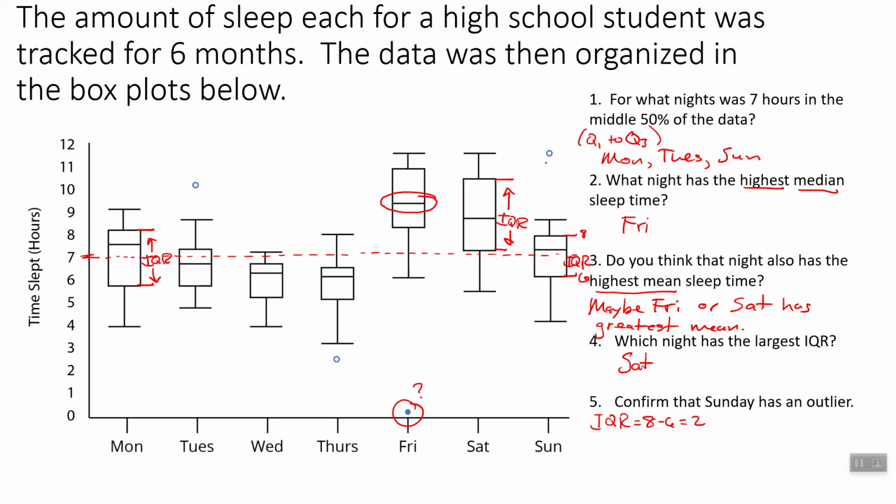But now the outlier is on the top. So the outlier is up here. So we want to see what's 1.5 times this IQR. So we want to do 8 plus 1.5 times 2. Well, 1.5 times 2 is 3. So we get 11. So anything above 11, which I think is right there, is outlier land.